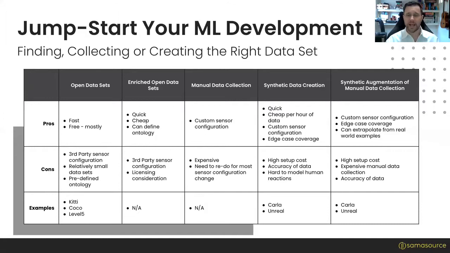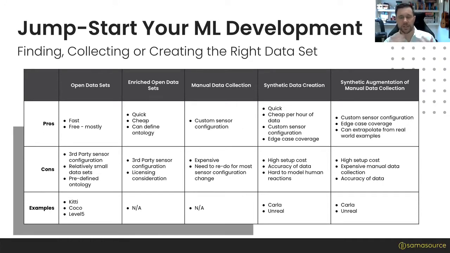So let's talk a little bit about how you jumpstart your ML development and the pros and cons of each of these different types of data sets. Open data sets are obviously fast and they're mostly free. On the downside, you're locked into that third-party sensor configuration. At the beginning, that's probably not too much of a problem, but it'll become more of a problem for you later. Most of the data sets are relatively small. I know Lyft's Level 5 data set is actually pretty comprehensive, but it's certainly not enough to solve for full autonomy. You'll also get a predefined ontology. So it's not just the sensors that you're taking, you're also going to get the ontology that the data set provider actually created.